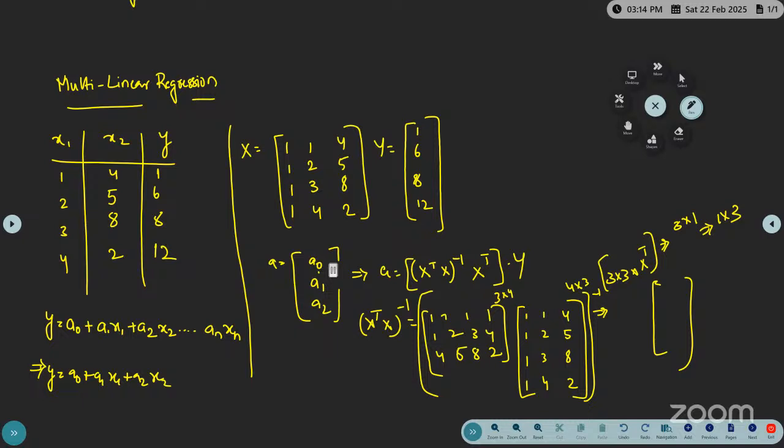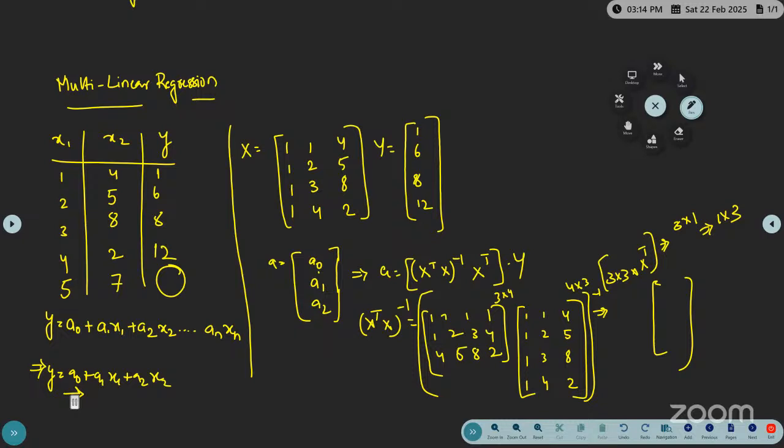Okay. When you are having multiple x values, this is how you are going to calculate the a values. And in this scenario, if some value is given, which is 5, some 7, and you need to calculate the y value, after identifying the values here, you can directly assign these values over here, substitute, and you will be getting the y value. So that's how you are going to predict using multilinear regression.